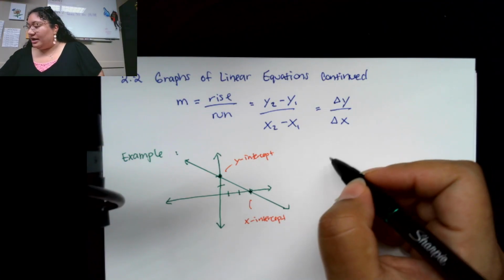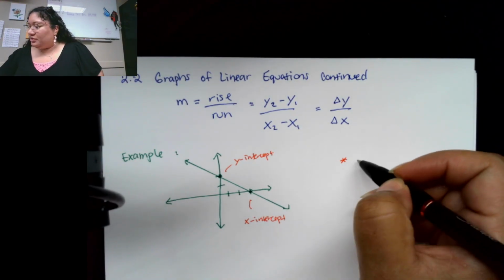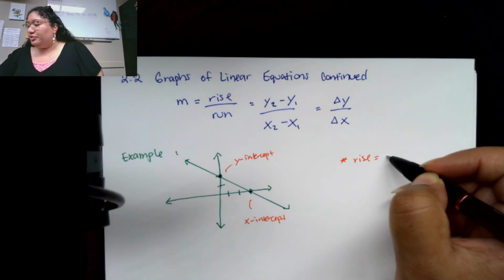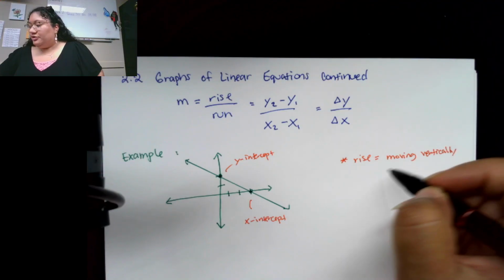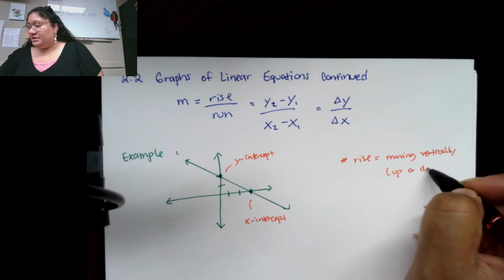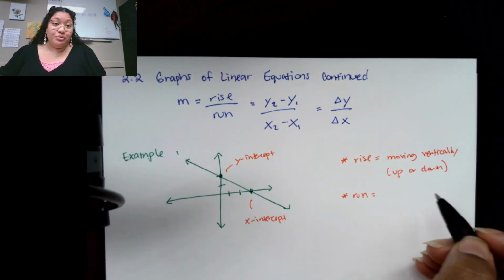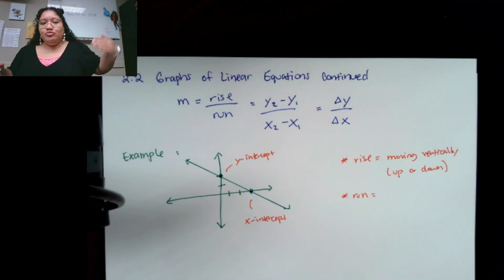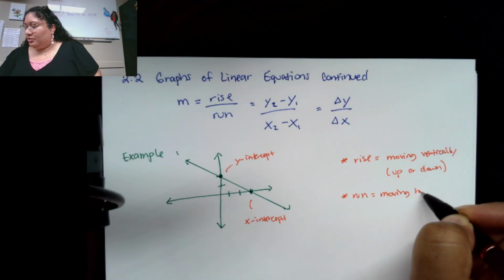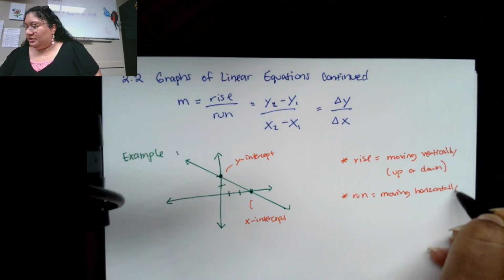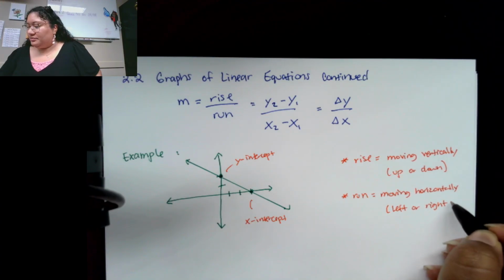Now, when we say rise, let's do this. Rise just means we're moving vertically. So it can be up or down. Run, can you run upward? No, right? So we run horizontally. Moving horizontally. So left or right. Okay.